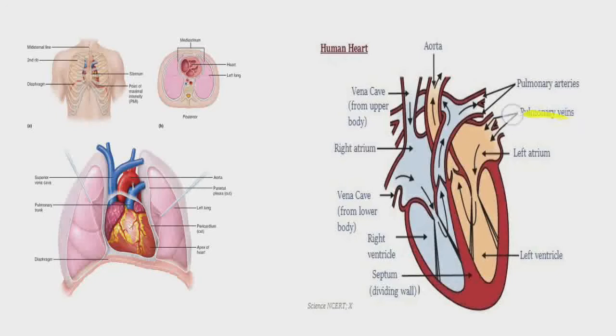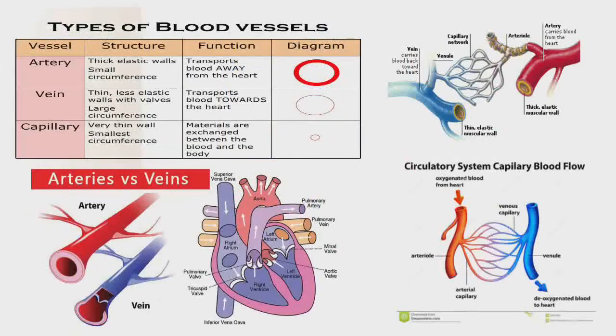Similarly, these pulmonary veins. Generally veins carry deoxygenated blood because they bring the blood towards the heart. Here also this vein is bringing the blood towards the heart, but it is purified because it is coming from the lungs. So this you have to remember. Like that, we are going to study about valves also in the next video. So this is also clear.